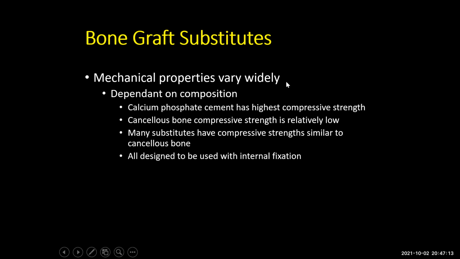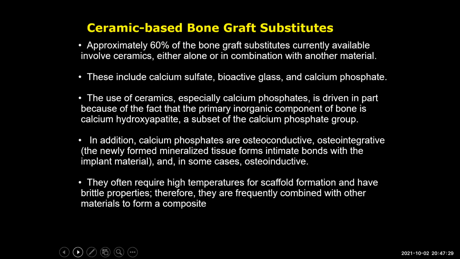The mechanical property also varies depending on the composition. Calcium phosphate has high compressive strength. Cancellous bone compressive strength is relatively low. Many substitutes have compressive strength similar to the cancellous bone. All designs can be used with the internal fixation.